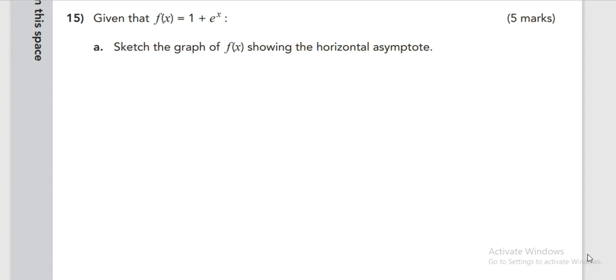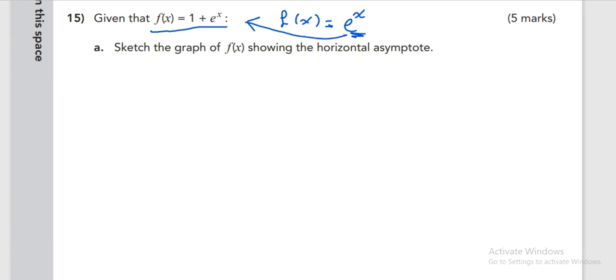Here, if we want to sketch any function, we'll start from the standard form of this function. Here it's an exponential function, f of x equals e to the power of x. The standard form of this function is f of x equals e to the power of x. Starting from this standard form, we can graph this function by knowing the translation or the shifting or the transformation in this function.